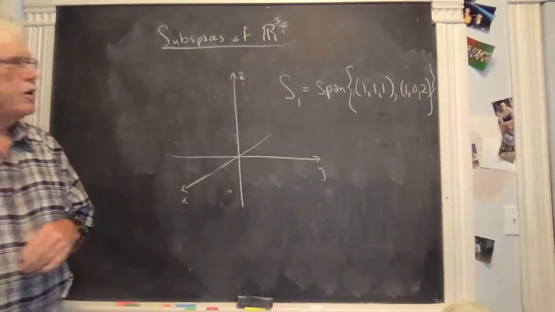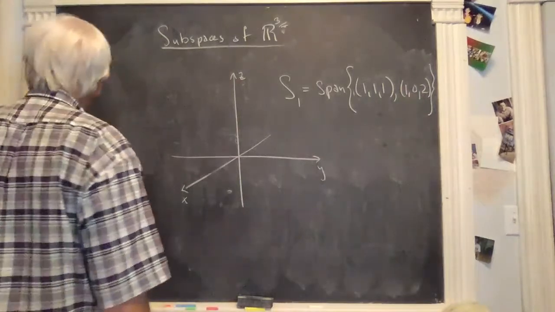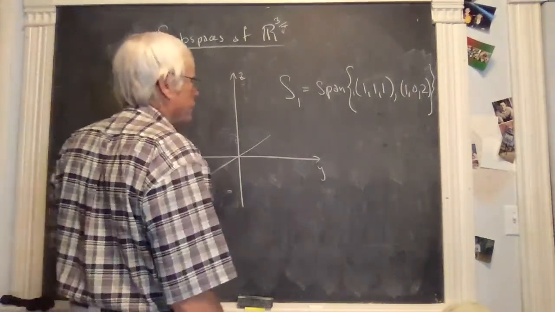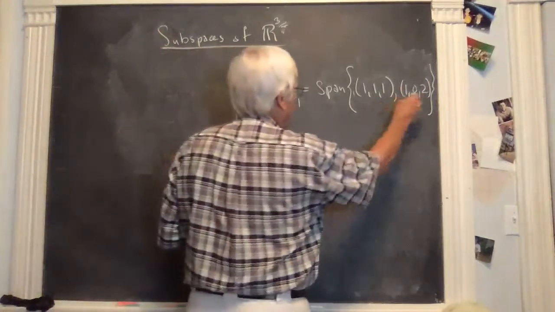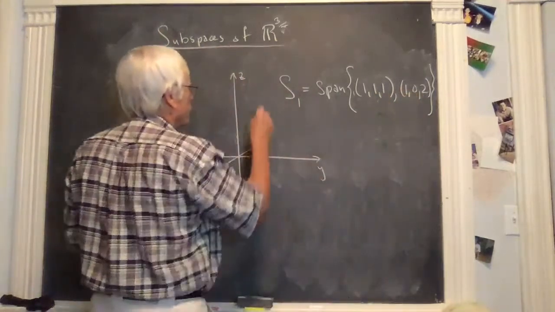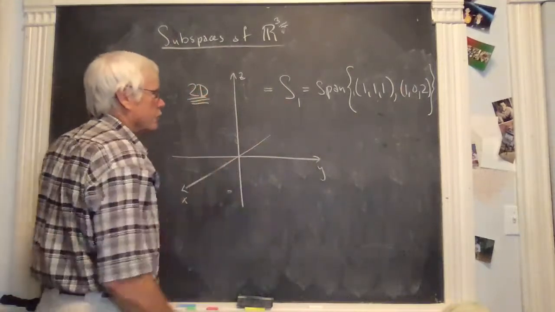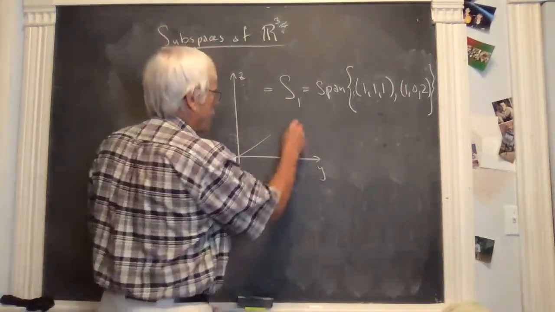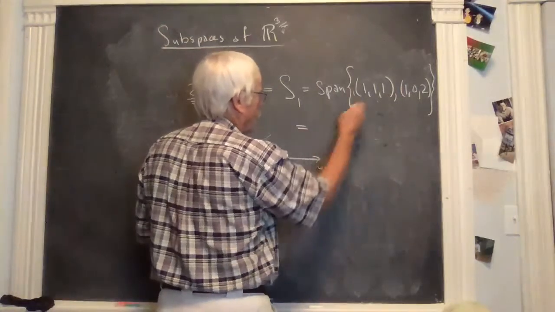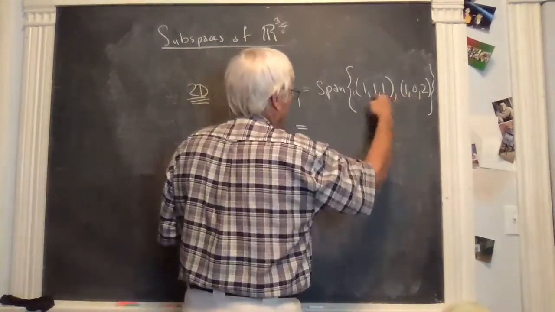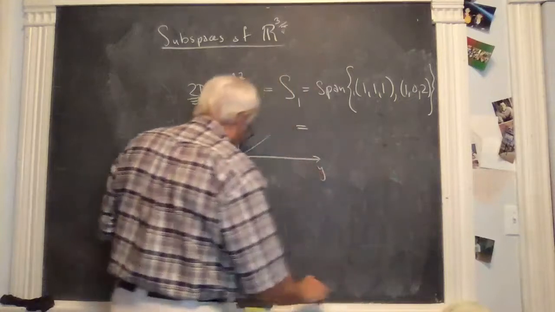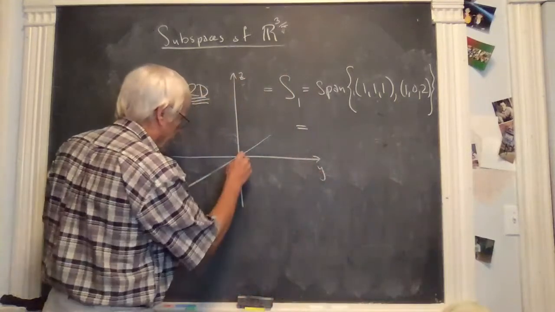Are these linearly independent? Yep, that's right, Ohm. These are linearly independent. So this is going to be 2D. This is a 2D subspace. And the span will consist of all linear combinations of these. So let's see if we can picture that.